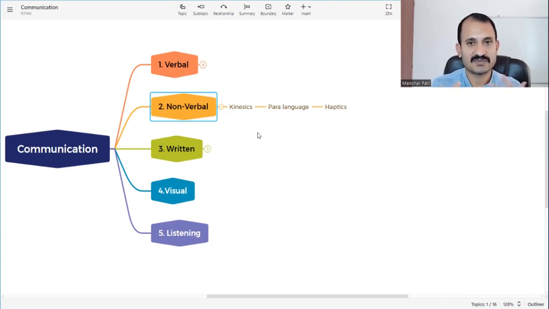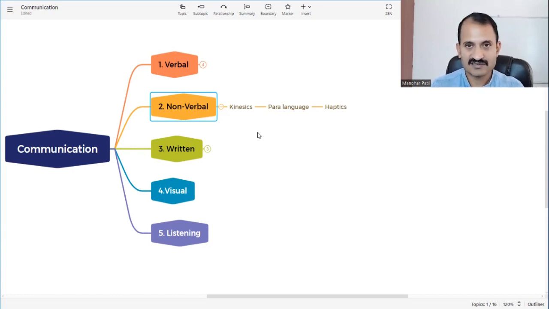This is how you can express. You can change your tone. You can stress some words. So all this comes under paralanguage. The last one is haptics. When you express your emotions and feelings with the help of touch, that comes under haptics. When you shake somebody's hand, it shows a positive attitude, right? When you pat someone, when you appreciate someone, it gives them confidence.